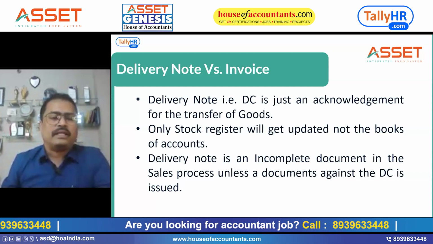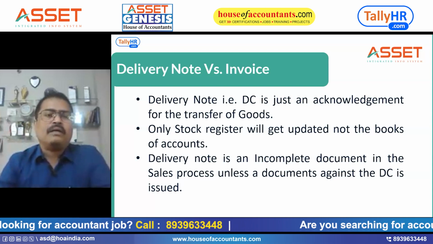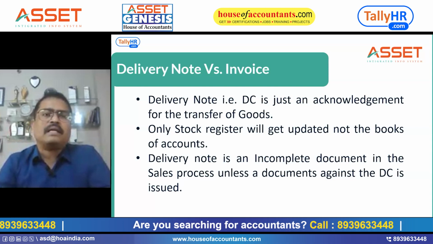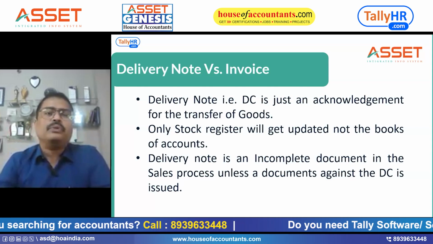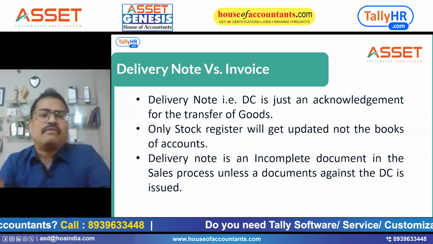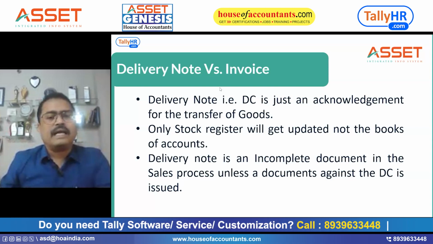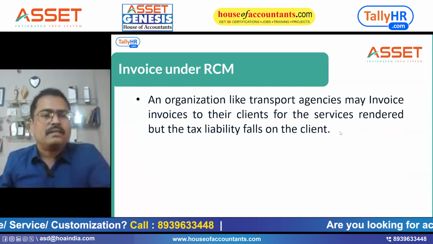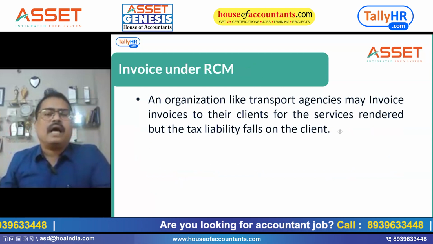That's why I mentioned in the last sentence, a delivery note is an incomplete document in the sales process. If it is part of sales, then it is an incomplete process unless and until you issue the invoice. There is no meaning for the particular transaction, right? So DC, we call it a delivery note. There is a difference between DC and invoice. And we are going to discuss the invoices under RCM.